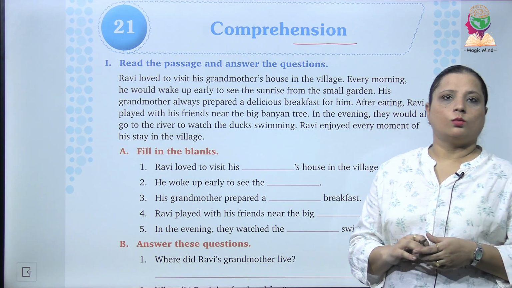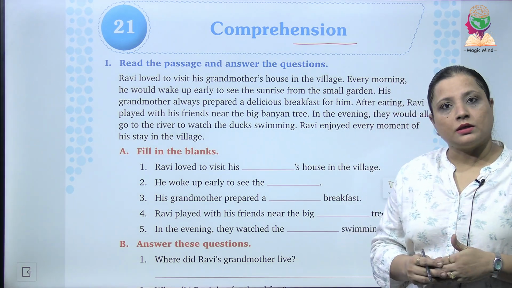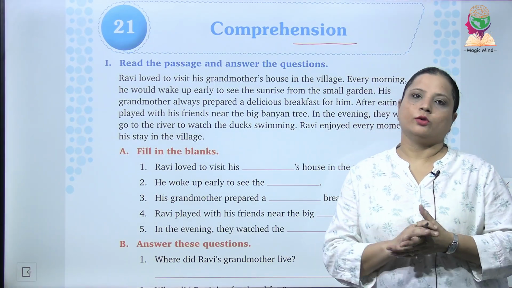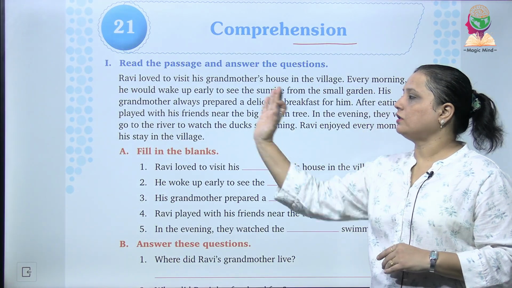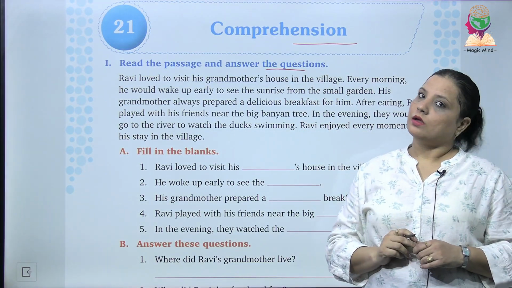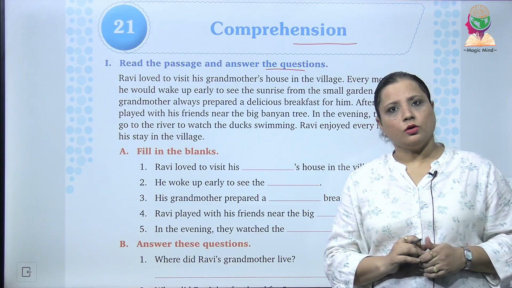Questions can be in the form of fill in the blanks, synonyms, antonyms. They might ask you nouns, or they might ask you adjectives, or any kind of thing related to the grammar also. So you have to read the passage and answer the questions according to the passage. So let's begin with the first passage given in your book.